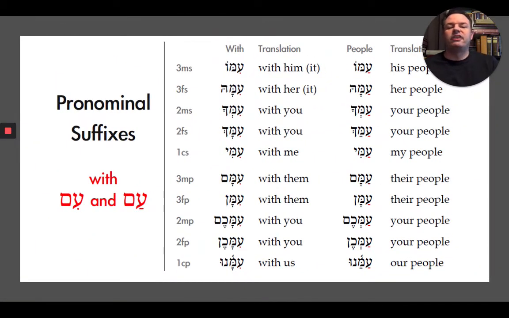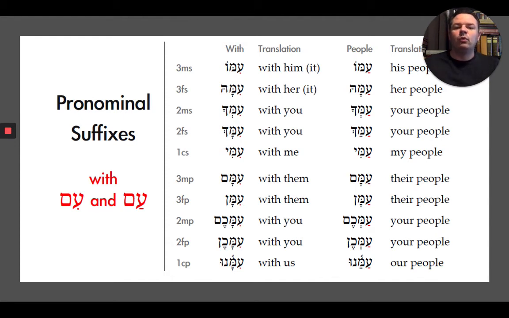And then we've got pronominal suffixes with the word im or the word am, and they're going to follow a basic kind of pattern. So im meaning with, and then am meaning people. So with him versus his people. The reason why this chart is here is because these look very similar, don't they? Right? But notice the big difference is the vowel. So if you see that patach vowel there, there's some minor differences other than that. Like in the 2FS, you've got a tsere for the am instead of the kametz for the im.